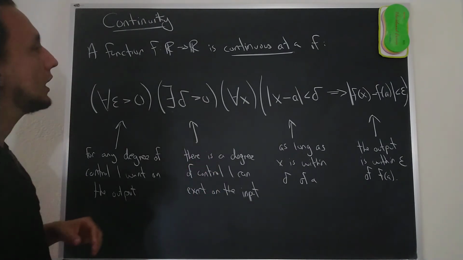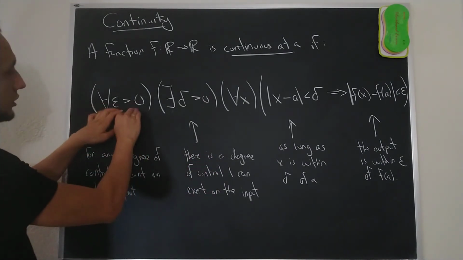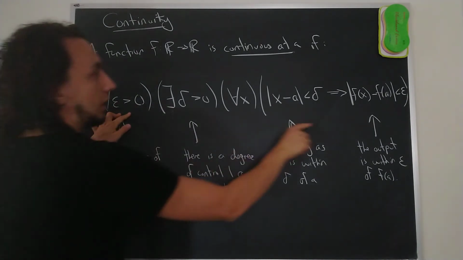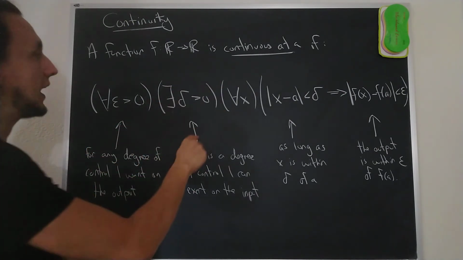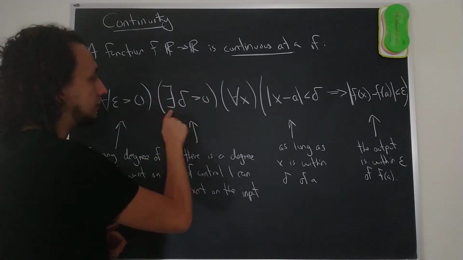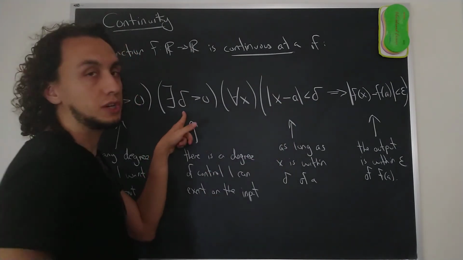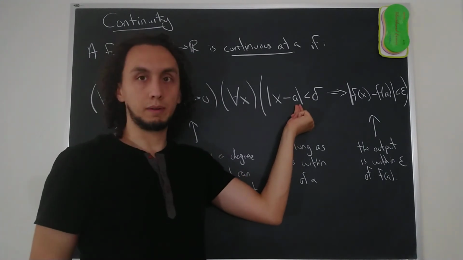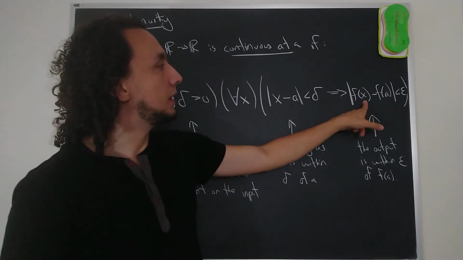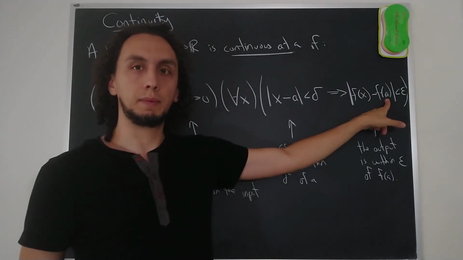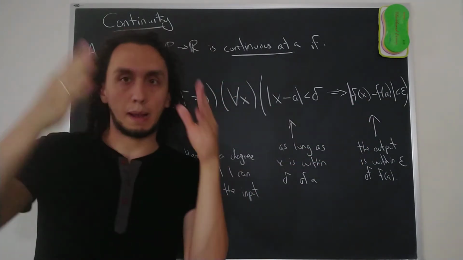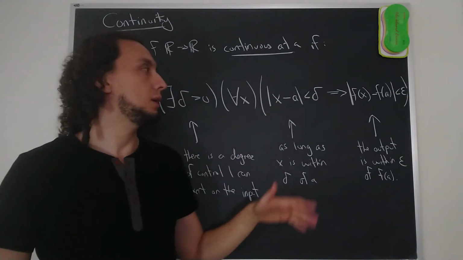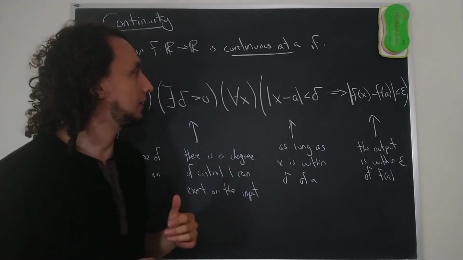So one more time, what it's saying is, no matter how much control, captured by this variable epsilon, I want to exert on the output, I can achieve that by exerting this much control. There's an amount of control that I can exert on the input which achieves it. And by achieves it, I mean as long as my input is delta close to the target input, my output is epsilon close to the target output. And here, of course, I'm using the absolute value bars with the difference inside to capture distance, which I have another video explaining why that works.